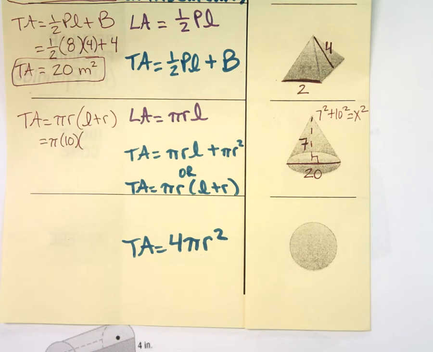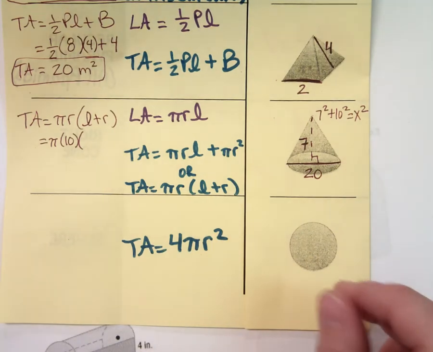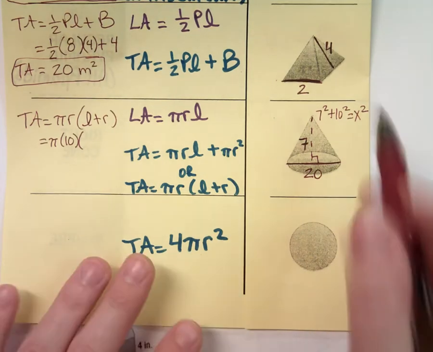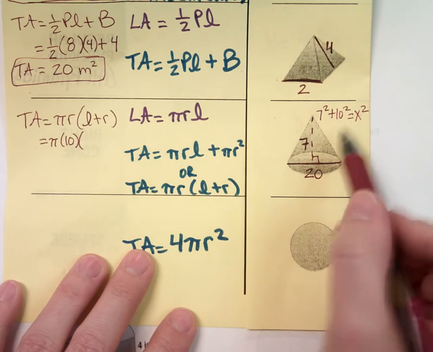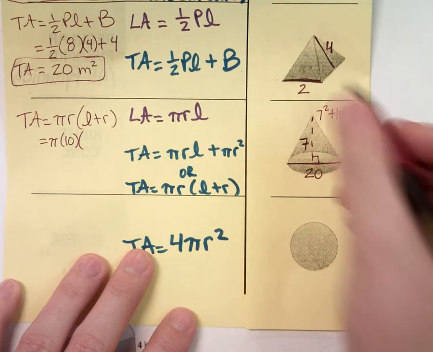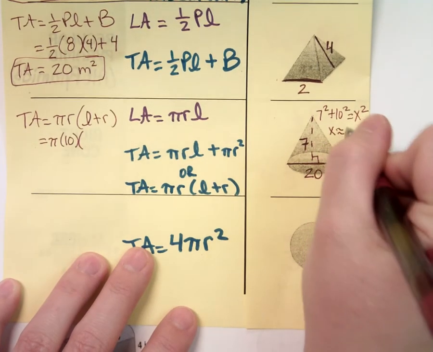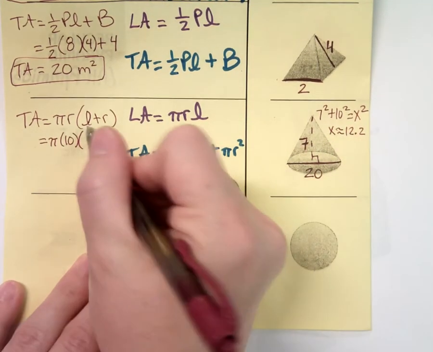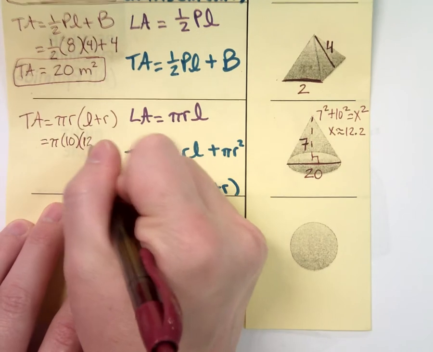Okay, let's work that out and round to the nearest tenth. And what do you guys get when you round that to the nearest tenth? 12.2 for the slant height? Okay, so we get about 12.2 for the slant height. So I'm going to come over here and put that into the cursive L.